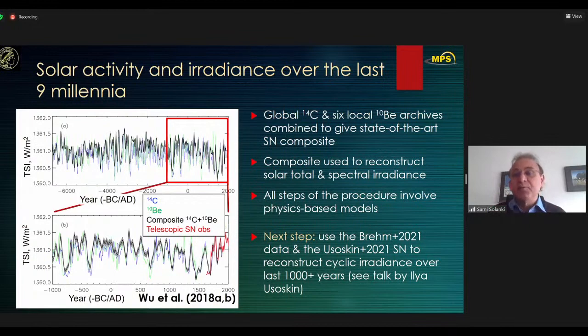The next step will be to use these beautiful data produced by Brehm et al., the yearly measurements of carbon-14 over the last 1,000 years, and the work that Ilya and others have been doing very recently to turn that into sunspot number, so that we can reconstruct the cyclic irradiance over the last 1,000 years. And that'll be very exciting.